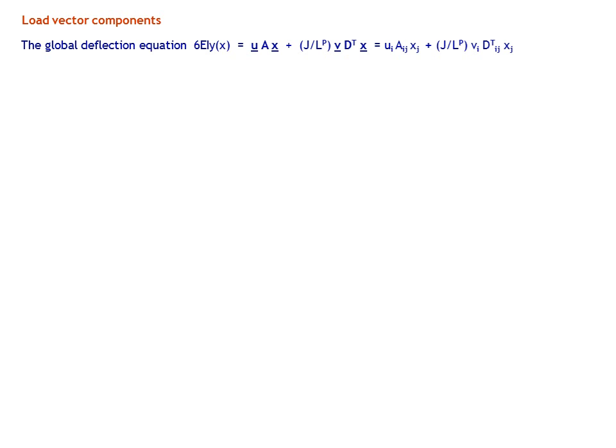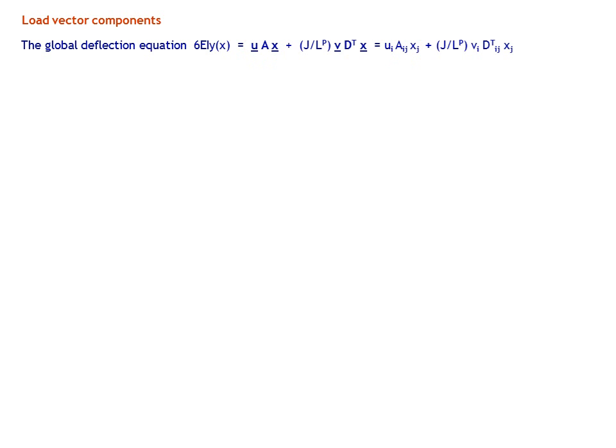When using the global deflection equation, both of the terms on the right hand side contain a vector matrix vector product, which has to be evaluated. This is done on the component level. For example, uAx can be written in component form as u_i a_ij x_j, where i and j are dummy variables running from 1 to 4. And this is how these vector matrix vector products are carried out. So it's the components of load vectors u and v, un and vn, that are important, not the vectors themselves.